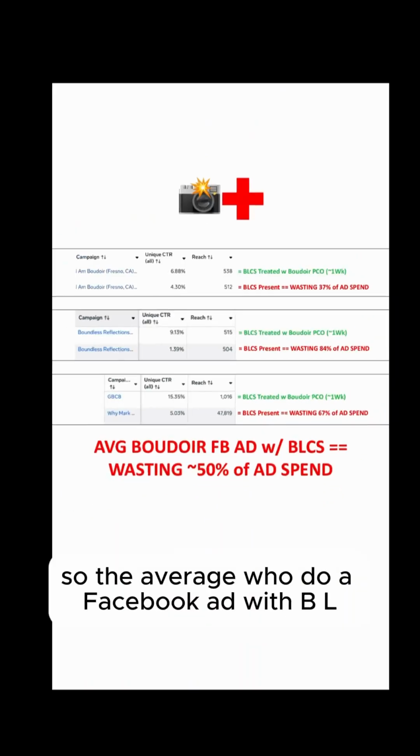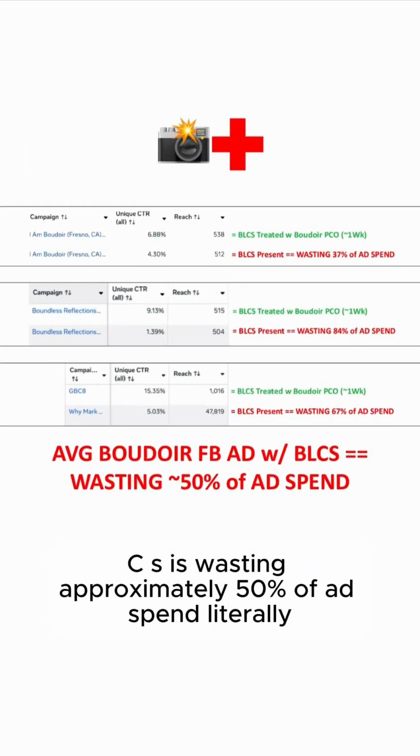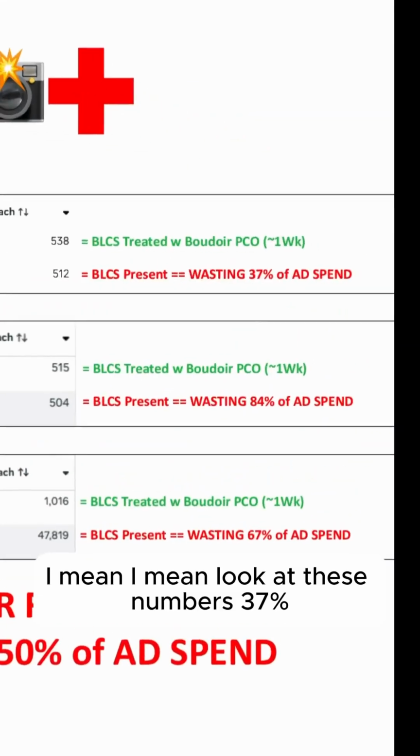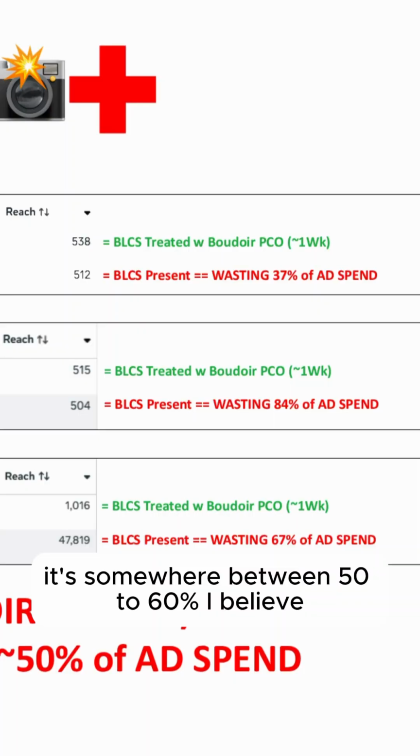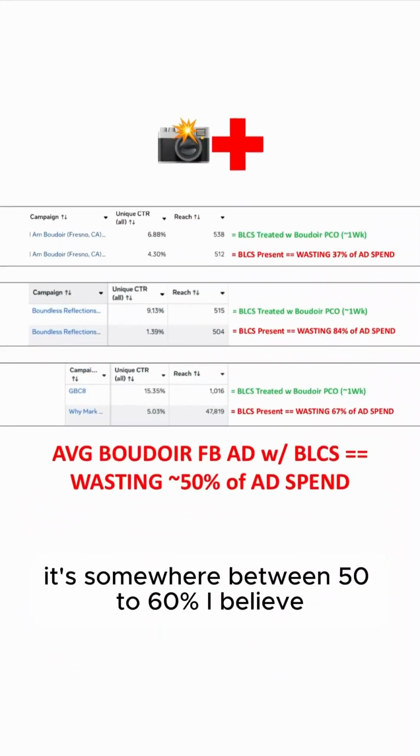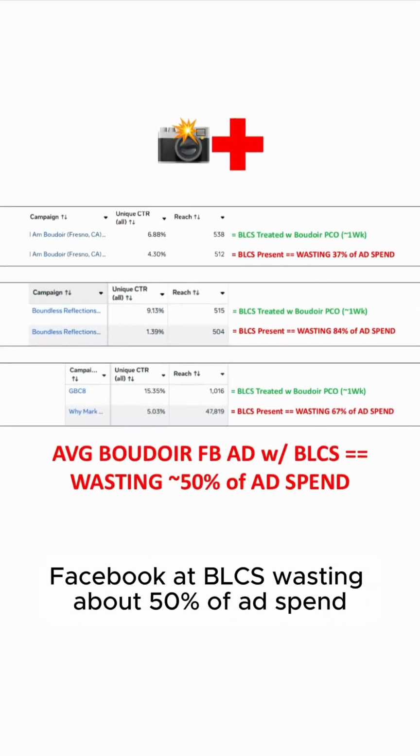So the average boudoir Facebook ad with BLCS is wasting approximately 50% of ad spend. Literally, I mean, look at these numbers: 37%, 84%, 67%. Just take the average of those. It's somewhere between 50 to 60%, I believe. So the average Facebook ad with BLCS is wasting about 50% of ad spend.